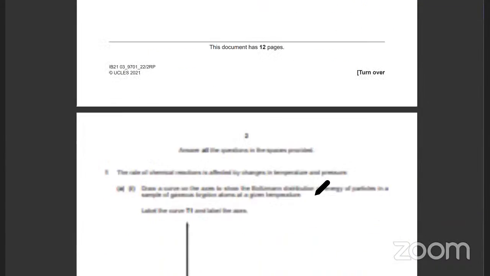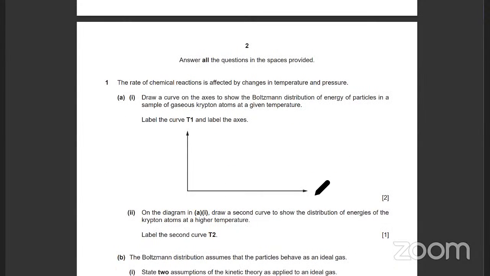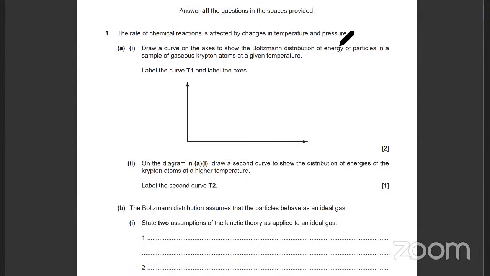Anyway, starting with this question, we've got: draw a curve on the axis to show the Boltzmann distribution of energy of particles in a sample of gaseous krypton atoms at a given temperature. So that's a Boltzmann distribution. It's going to be skewed on one side, and one axis would be energy of particles, and the other one would be the number of particles, or the proportion of particles, or the percentage of particles.